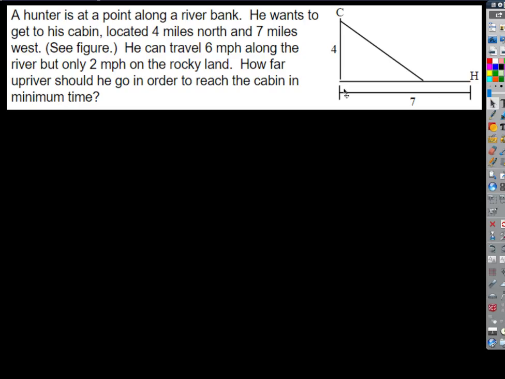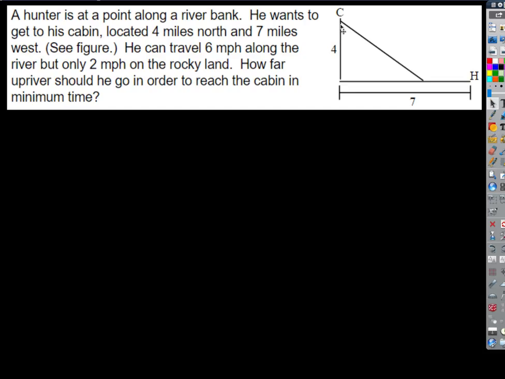Evidently, this is the straight river. He's going to walk along the river for some distance, and then he's going to strike off cross country to get to the cabin. We want to know what path he should take to minimize the time it takes to get to the cabin.